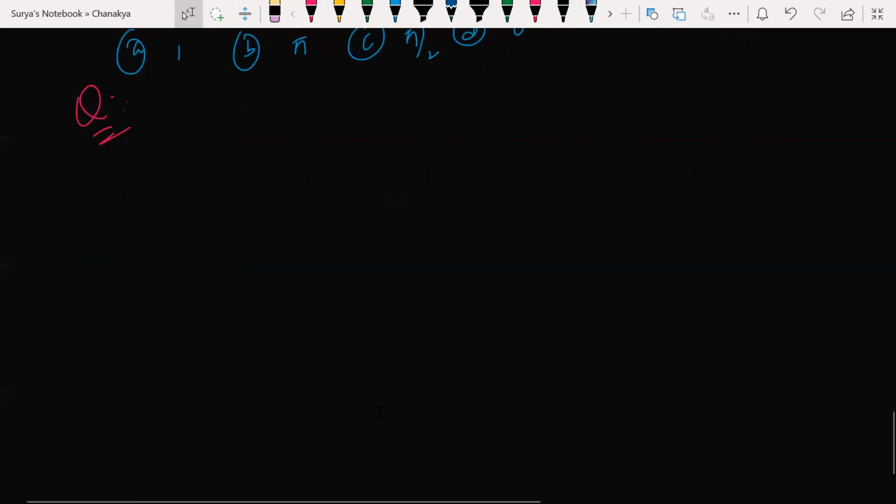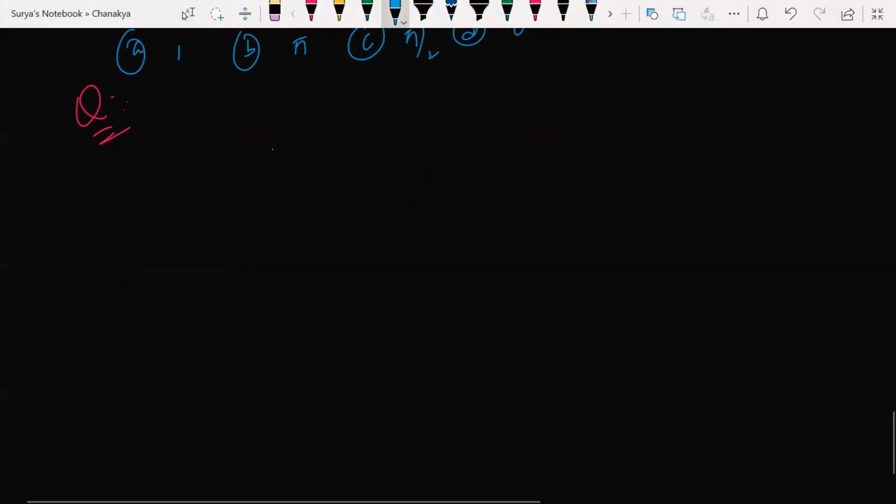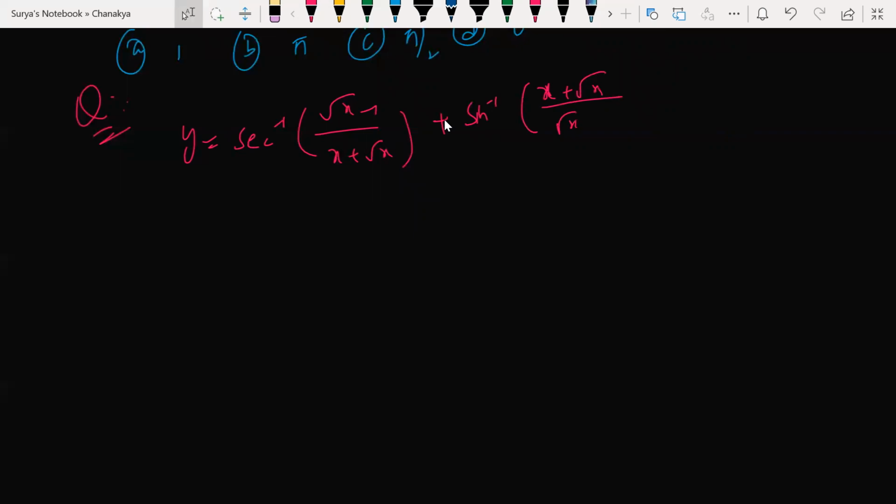Correct. We have done this type of questions, but please be lengthy. I would suggest you to solve it. Okay. Y is equal to secant inverse of root x minus 1 divided by x plus root x, plus same type of question, but small change, sine inverse of x plus root x divided by root x minus 1. Then dy by dx is equal to dash.